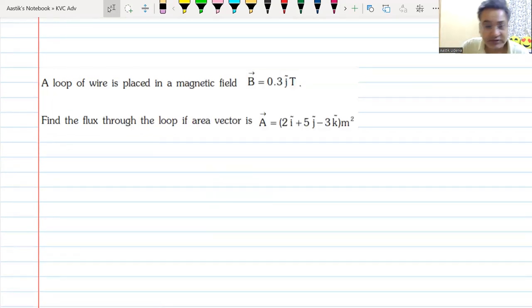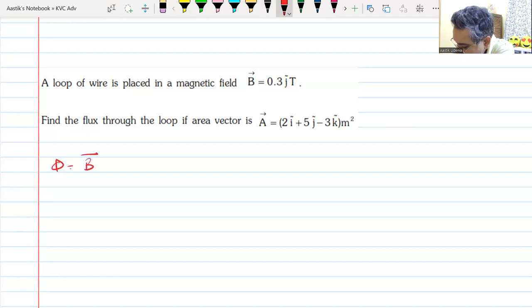This is the next question. I'll give you 2 minutes to solve it. So how do you get the answer for this? You just have to take the dot product. Yes or no? Yes, sir. Once you get the dot product, you should be able to find out the answer. Yes or no? Yes, sir.